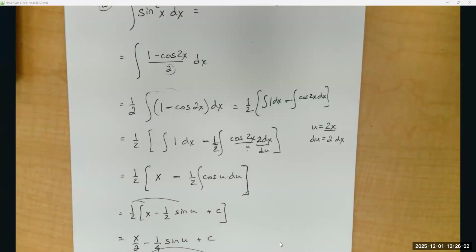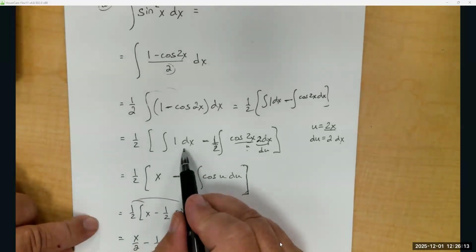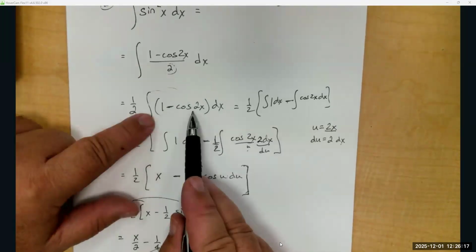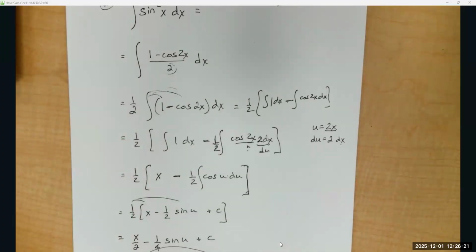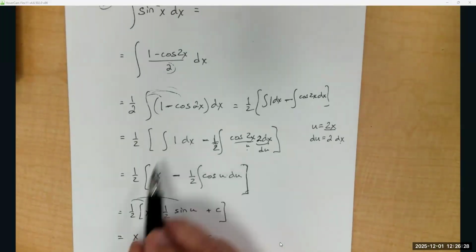I think I was thinking too. Why do you have 1 dx? Do we have to take the anti-derivative of 1? Yeah, because the function was 1 minus cosine 2x. So when I distribute it, I have to take the integral of both of those. And it also helps: what function gives us a derivative of 1? x.